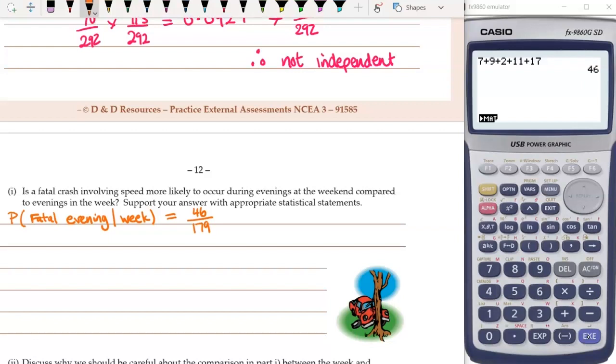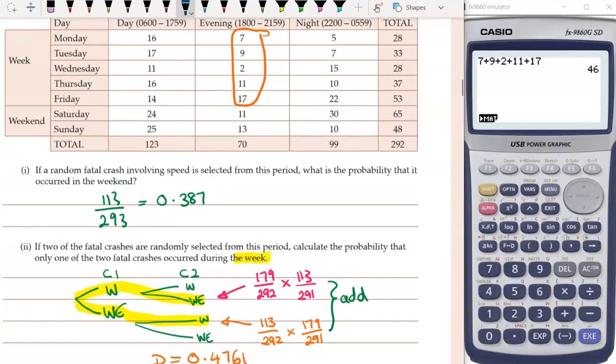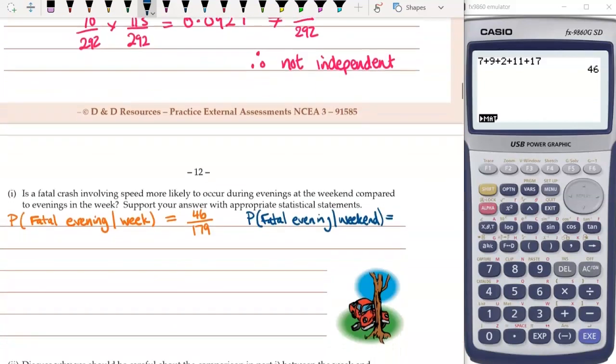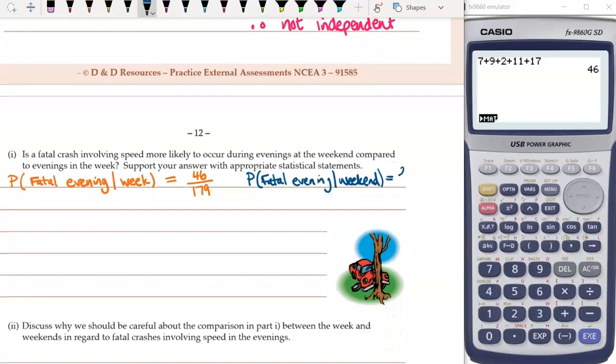Then the probability, let's get another colour, of having a fatal evening crash, given it's a weekend. Okay, so let's take a look for all the weekend ones. That's this here. So that is going to be 24 out of the total for weekend crashes we had from earlier, which is 113.